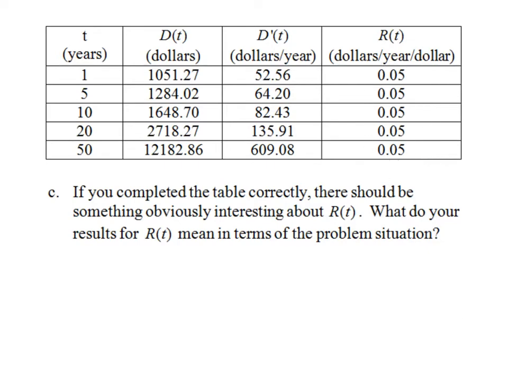All right, so what does this mean about the problem situation? Well, once again, we have a rate here that we could describe. Our rate is 0.05. Let's put that over 1. And in the top, we have dollars per year. And in the bottom, we have dollars.